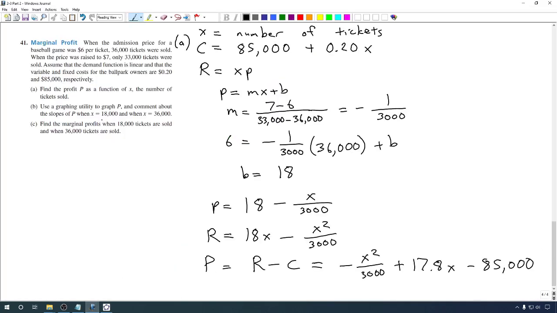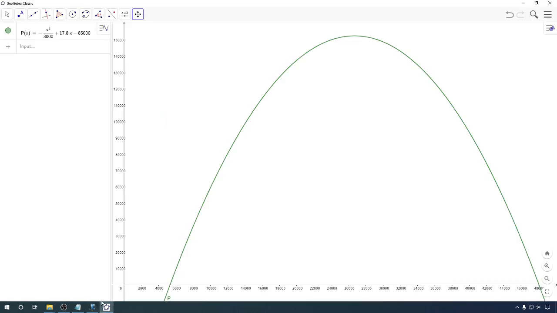Of course, they want us to look at what's happening to the slope of this graph when x is 18,000 and when x is 36,000. I'll go ahead and actually show on here x equals 18,000. So there we can see where that actually hits our profit function. So our profit here looks like it should be somewhere between 120,000 to 130,000.